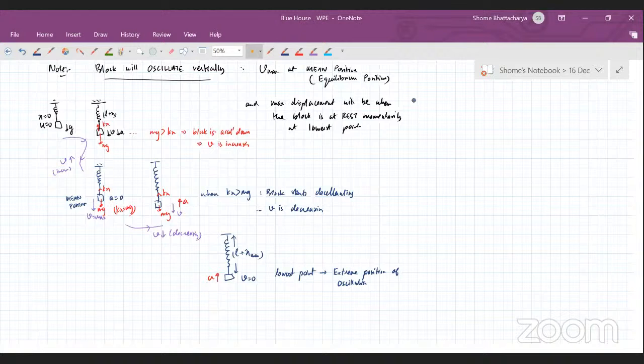Okay, so this is how top to bottom of the vertical oscillation looks. Then again from the bottom position, it will accelerate upwards, come up back to the top position, and then repeat the whole cycle.